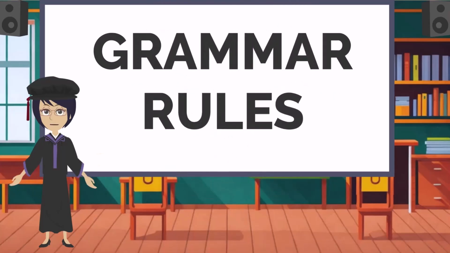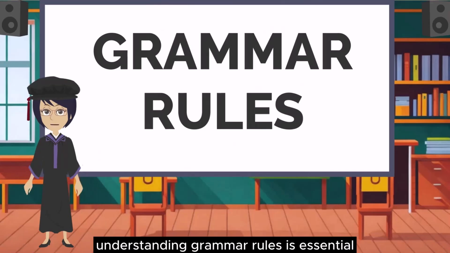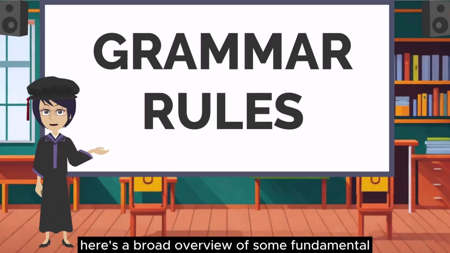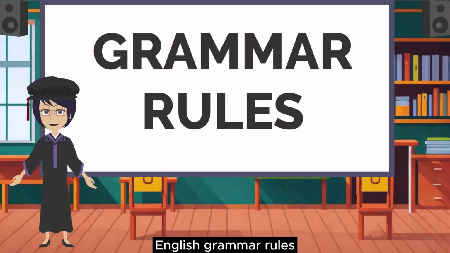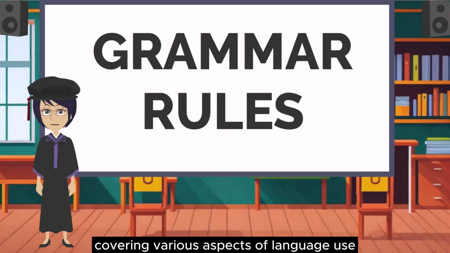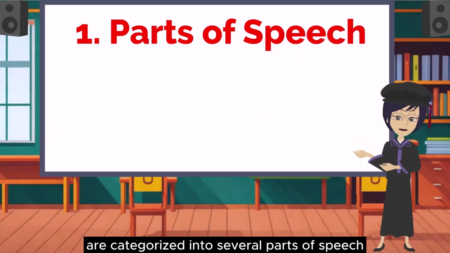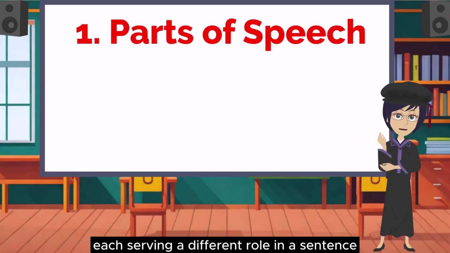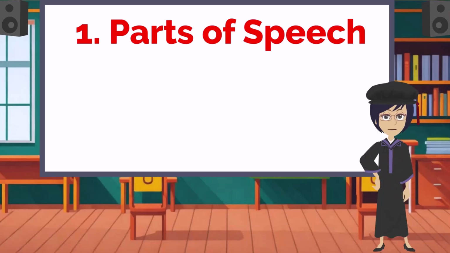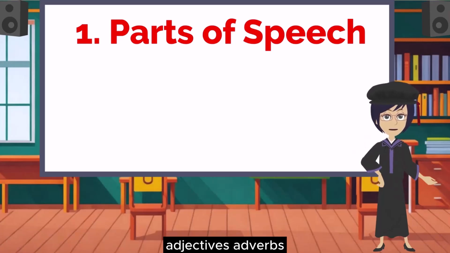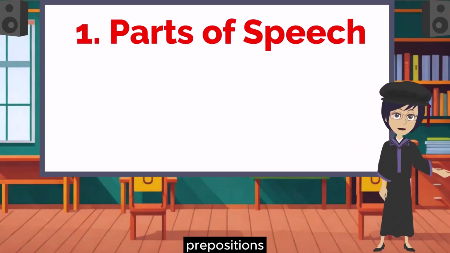Grammar rules. Understanding grammar rules is essential for clear and effective communication. Here's a broad overview of some fundamental English grammar rules, covering various aspects of language use. Parts of speech. English words are categorized into several parts of speech, each serving a different role in a sentence. The main parts include nouns, pronouns, verbs, adjectives, adverbs, prepositions, conjunctions, and interjections.